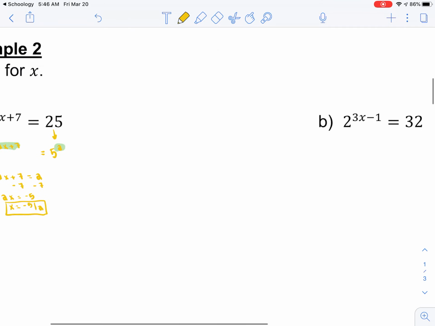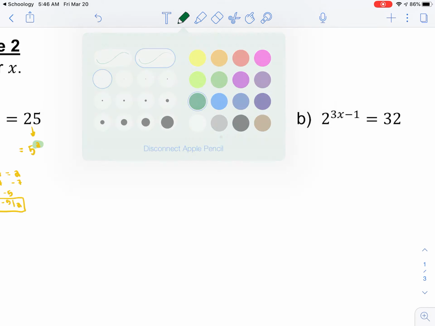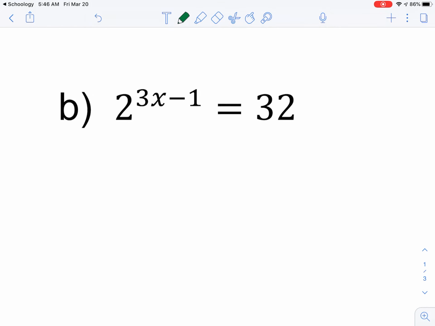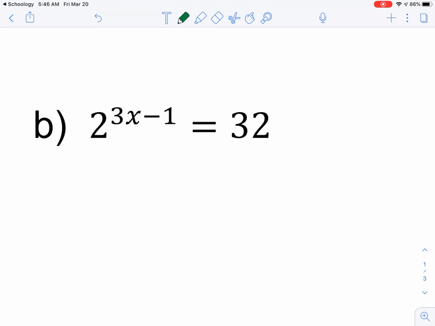Here's another problem over here where they don't start off with the same base. But we can easily get that by rewriting in terms of the same base. Think about how 32 can be rewritten as 2 to the 5th power. And then from there, we can set those exponents equal to each other.